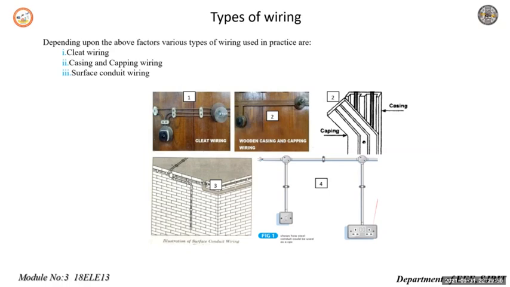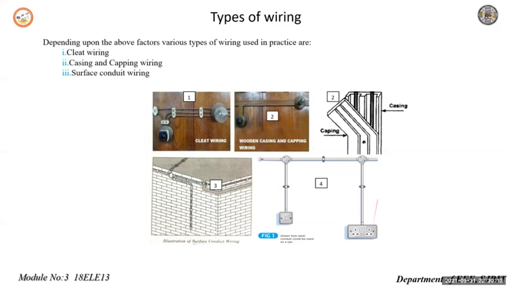What are the advantages of this cleat wiring? This method is one of the cheapest methods. It is most suitable for temporary work. It can be very quickly installed. It can be recovered without any damage to the material. Inspection and changes can be made very easily. Erection does not require skilled labor.